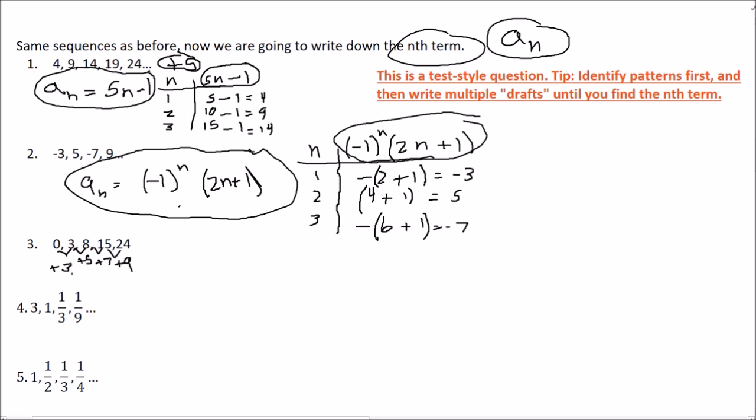However, there's a pattern within the pattern. From 3 to 5, that's a plus 2, and from 5 to 7, that's a plus 2, and from 7 to 9, that's a plus 2. Okay, so this is where it takes a little bit of creativity in the math.